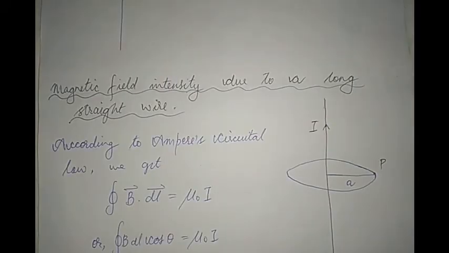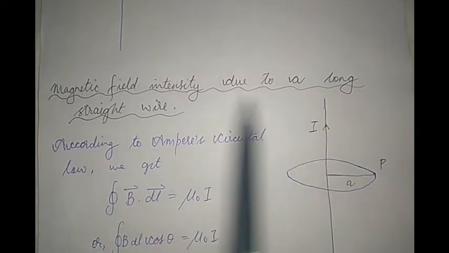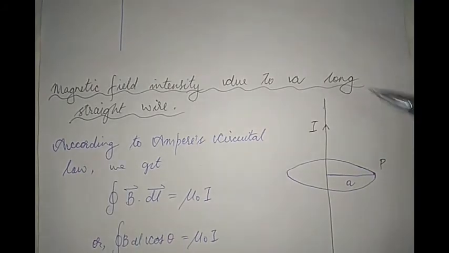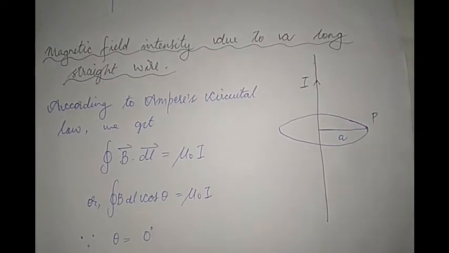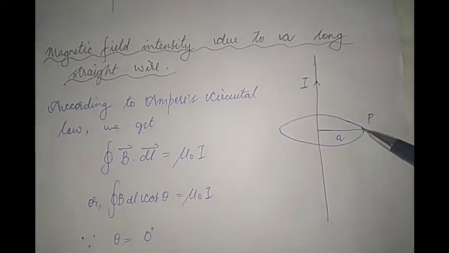Let us now look at one of the applications of Ampere's Circuital law. That is to find the magnetic field intensity at a point due to a long straight wire. We actually have done this using Biot-Savart's law itself: the magnetic field intensity at a point due to a straight infinite current carrying wire. It's the same case actually. So, we have a very long wire carrying current I in the upward direction, as you can see. We want to find the magnetic field intensity at point P.